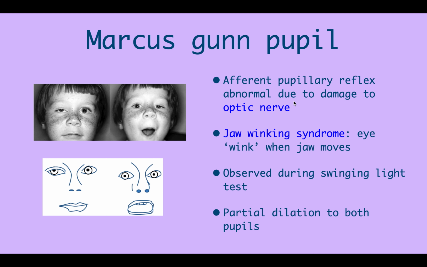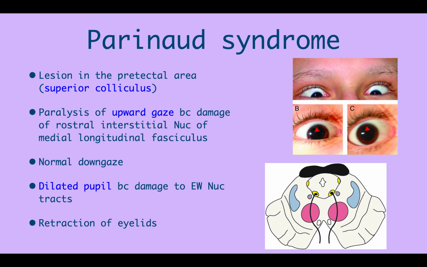There's nothing really much you can do about this besides trying to see whether the damage is due to a lesion or not. Okay, Parinaud syndrome is a lesion in the pretectal area, in particular the superior colliculus, and there's going to be a paralysis of the upward gaze. And there's damage to the rostral interstitial nucleus of the medial longitudinal fasciculus. However, there's normal down gaze, so this patient isn't going to be able to look up, but looking down is okay. There is going to be damage to the Edinger-Westphal nucleus as well, and there is going to be a retraction of the eyelids. So here is where the eyes are damaged. So cranial nerve 3, as you can see, is going to be okay.